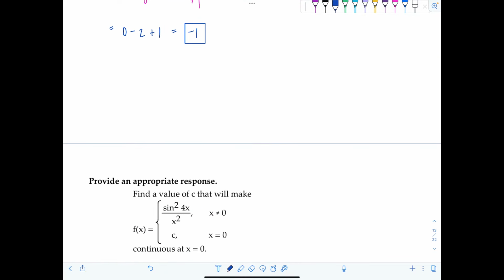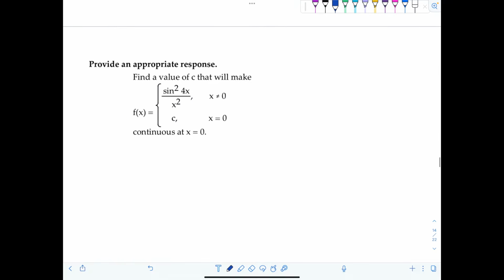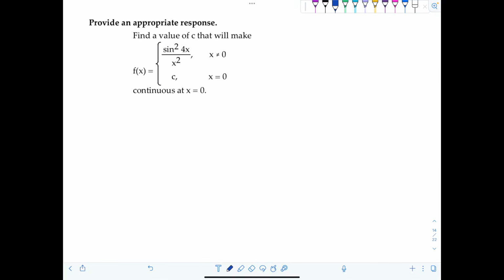What if things don't work out so beautifully? It happens sometimes. Here's a fabulous problem. I like this one. Find a value of c that will make the following piecewise function continuous at x equals 0. Oh my God, we're talking about continuity again? We sure are. So remember, we have 3 conditions for continuity at a specific point. The first one is that f of a, in this case f of 0, is defined.